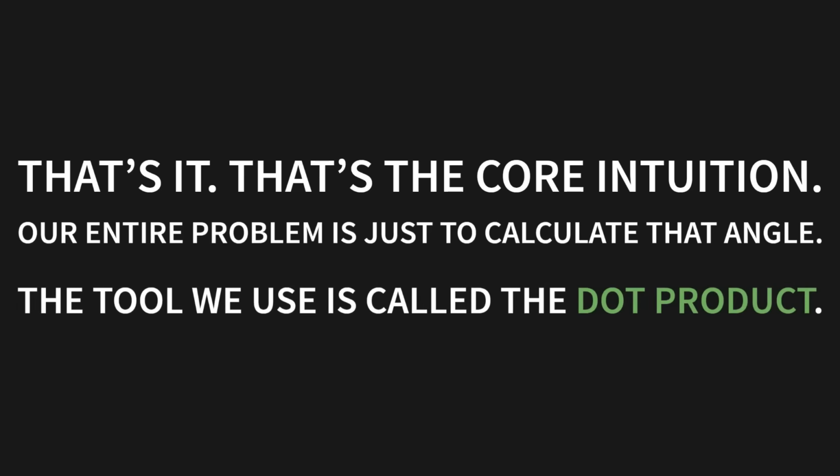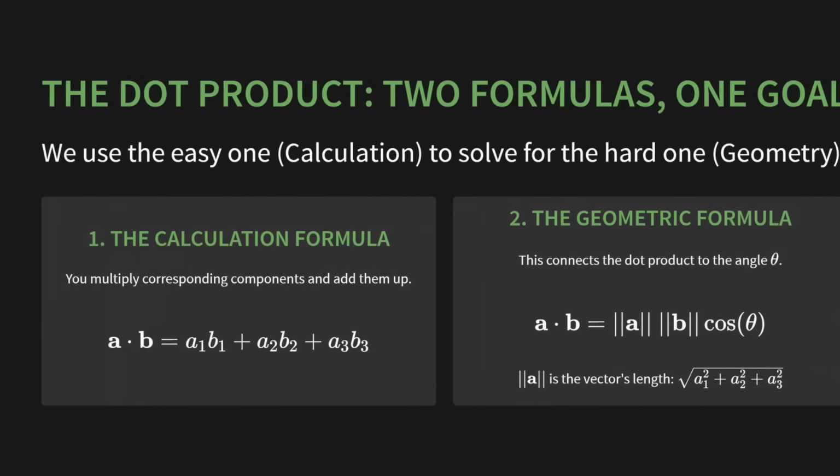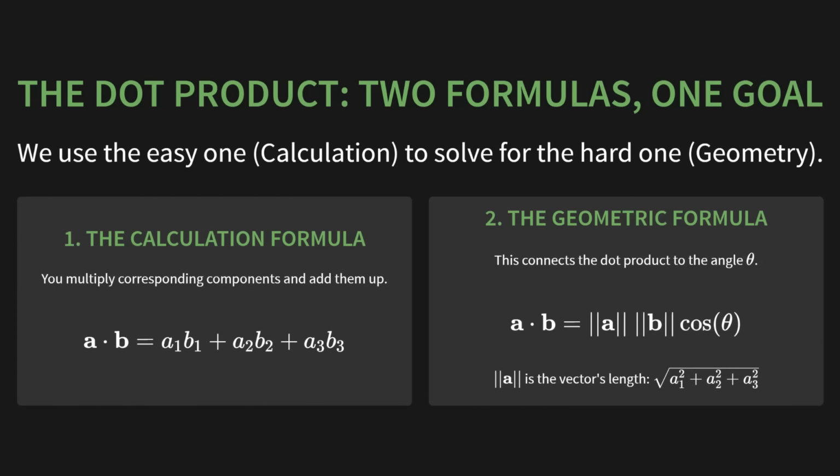The tool we use is called the dot product. Now, the dot product has 2 formulas, but one goal. Here's the secret. We use the easy one, the calculation one, to solve for the hard one, the geometry one. First, the calculation formula. This is easy. You just multiply corresponding components and add them up. A dot B equals A1B1 plus A2B2 plus A3B3. Simple.